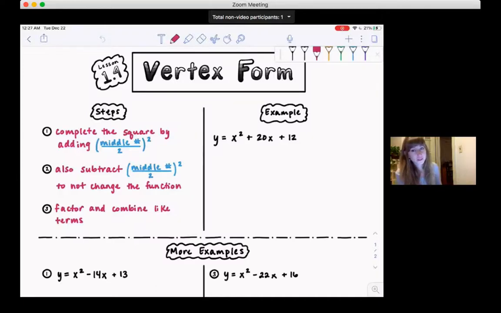Hi everyone, welcome to lesson 1.4. This is the last lesson for unit 1, and it is on converting to vertex form.